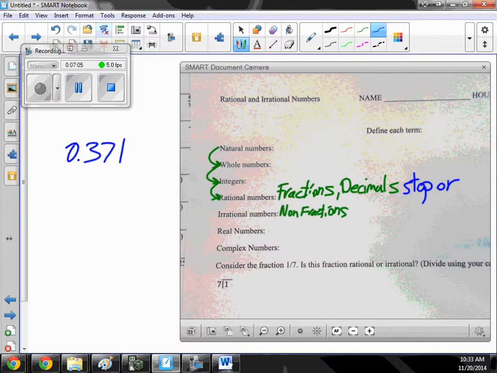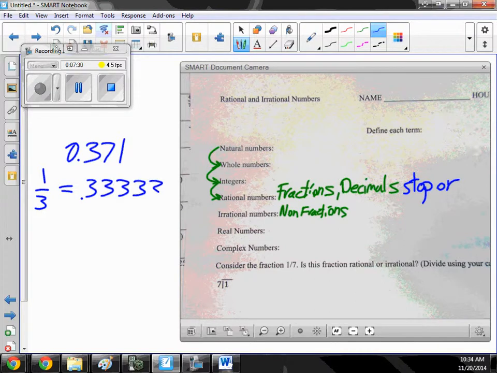Okay? But sometimes there are fractions that go on forever. The decimals go on forever, and they're still rational. Can you think of any? Repeating. So if I did 1 divided by 3, what's that as a decimal? It's 0.33333. That's going to go on forever, right? But it's the same number over and over and over. So we call that repeating, so the decimals stop or repeat.